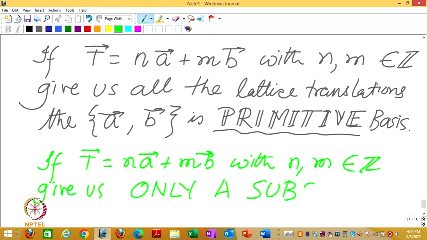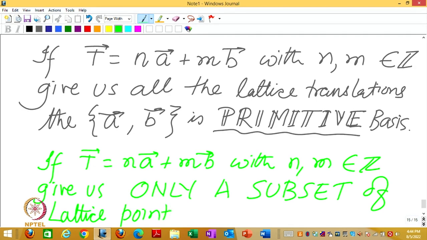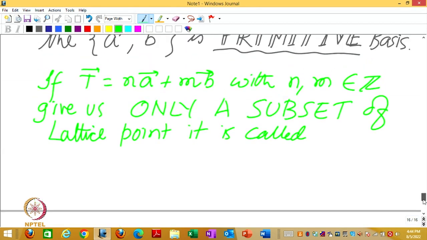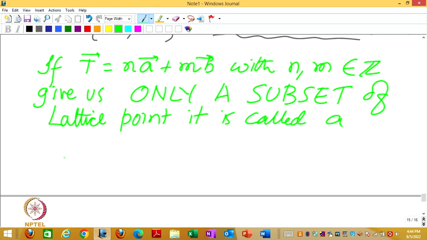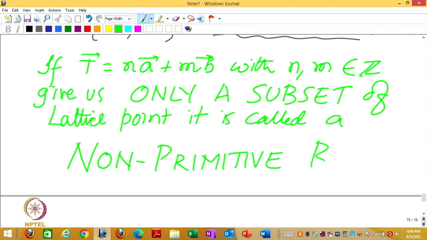Only a subset is called a non-primitive basis.